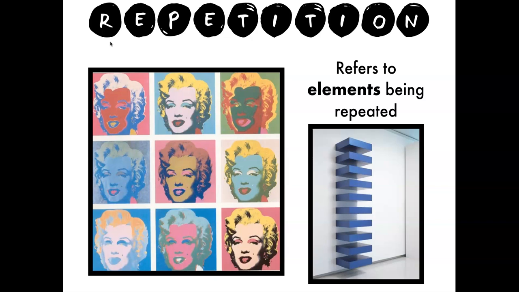We're seeing similar intense colors being repeated as well as vertical and horizontal lines that separate the squares from one another. The sculpture on the right, we're seeing a three-dimensional rectangular form being repeated as well as the same blue color.